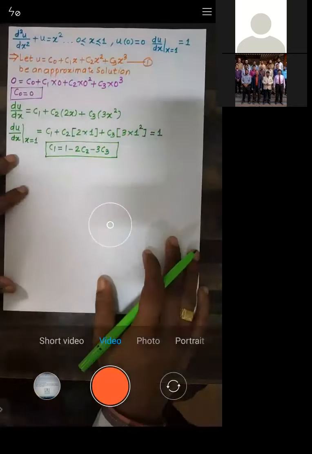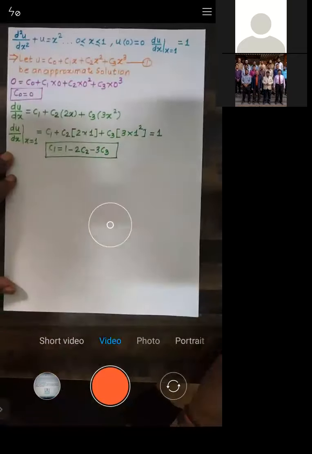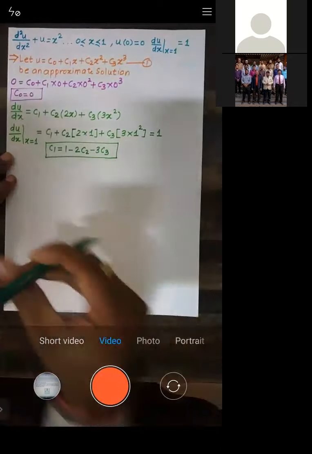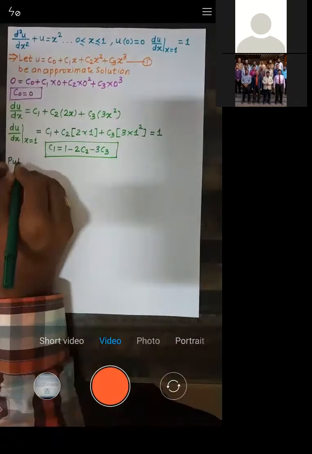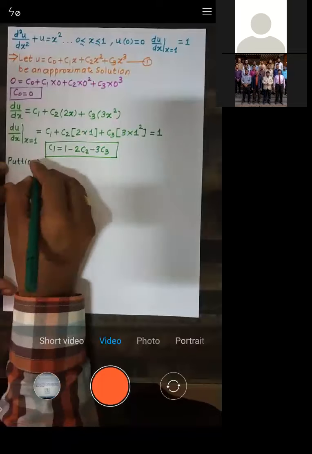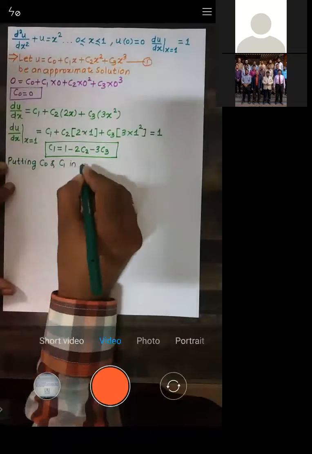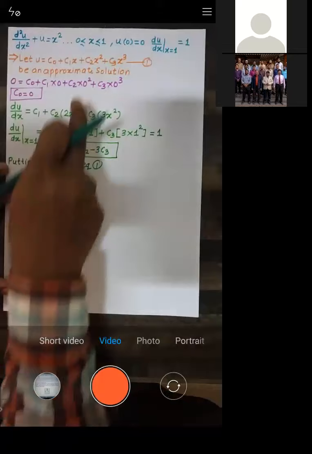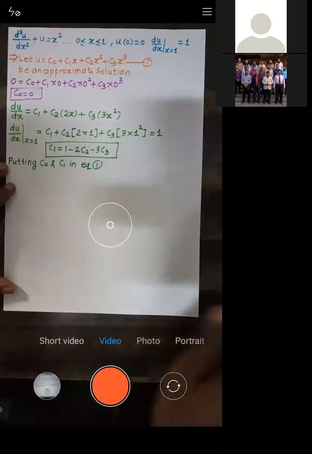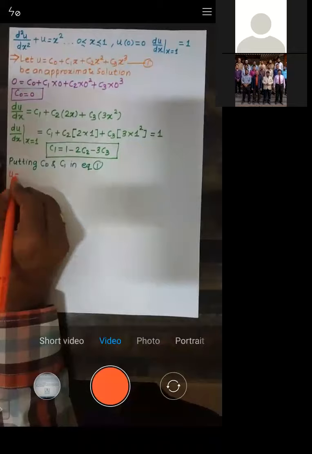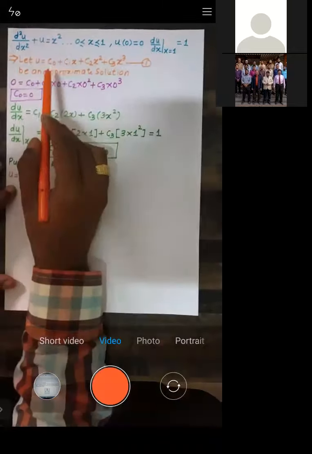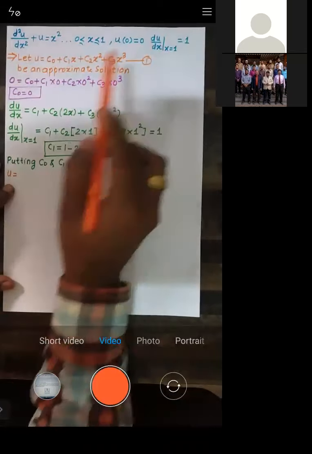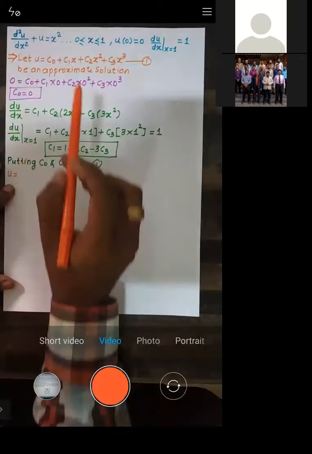Now we have the value of c0 and the value of c1. Let's put those values. Putting c0 and c1 in equation number 1, I'll put these values of c0 and c1 in this equation number 1. So when I put that, u is equal to c0. We have written this equation, and now we need to solve it. How do we solve it? You impose the boundary conditions. When we impose the boundary conditions, we get the values of the constants.